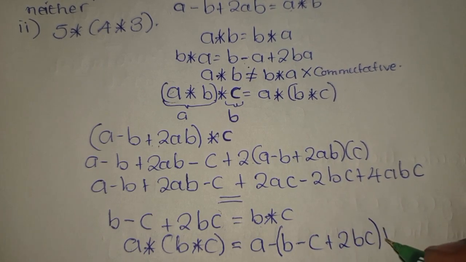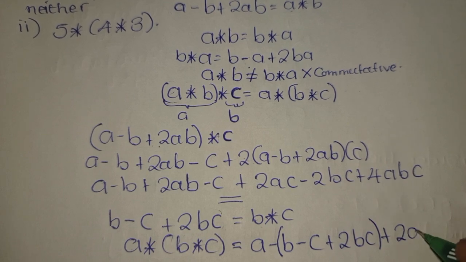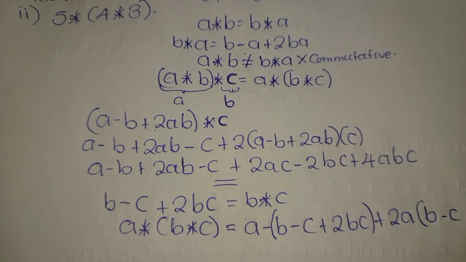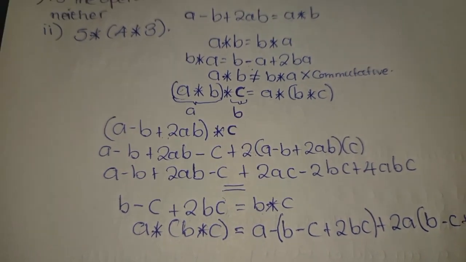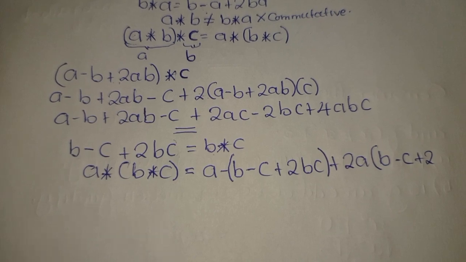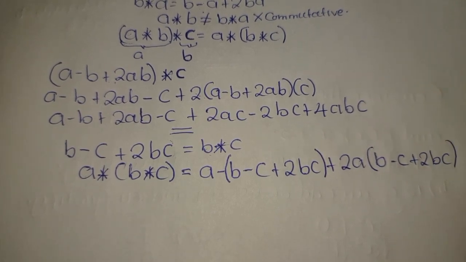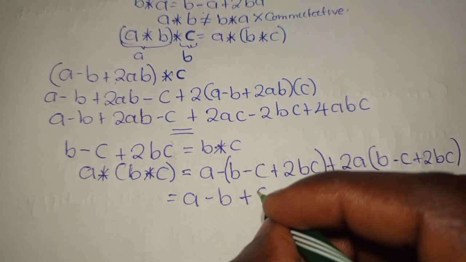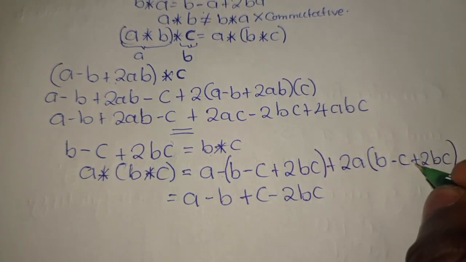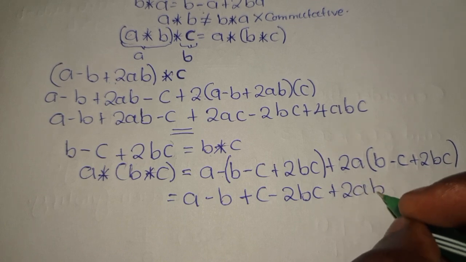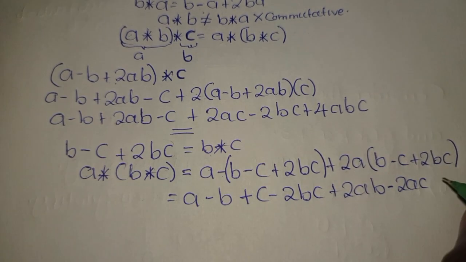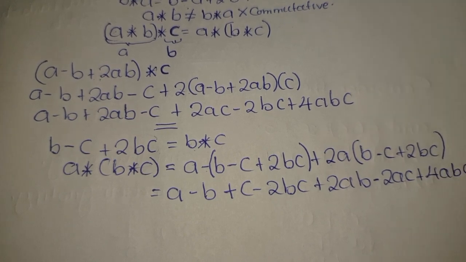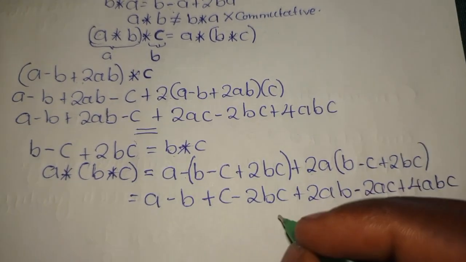Then we have plus 2, where we know for sure that A still remains as A. But where there is B, we will basically put B minus C plus 2BC. We have 2BC here. Then from here we will have A, this times that is negative B, plus C minus 2BC. This times that will basically have 2AB minus 2AC plus 4ABC. So this is the expression that we have here.